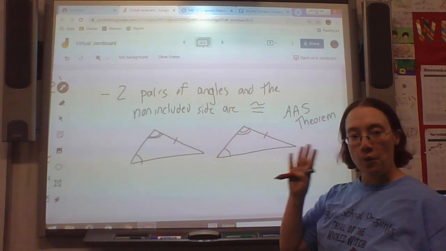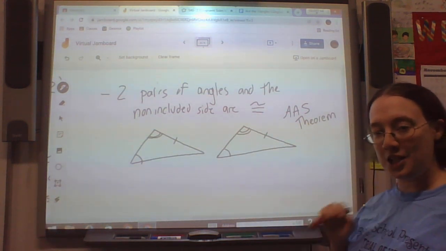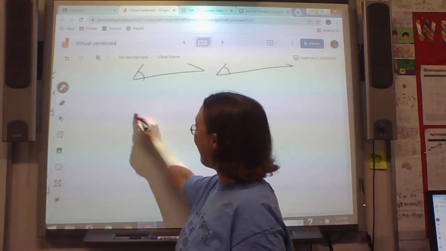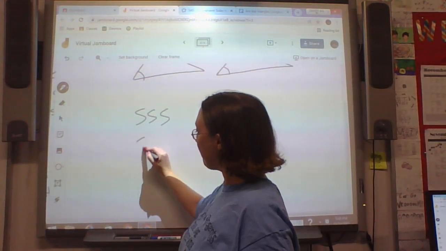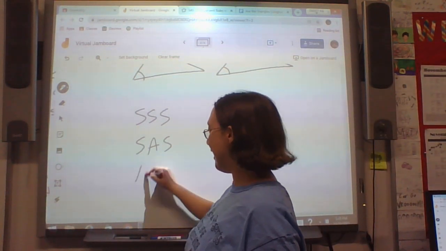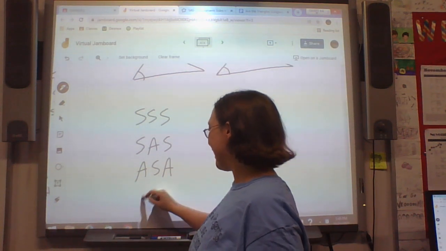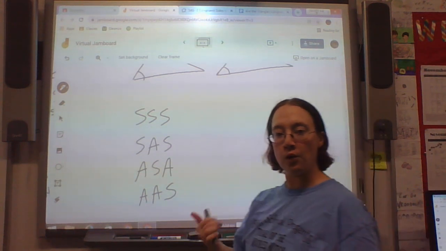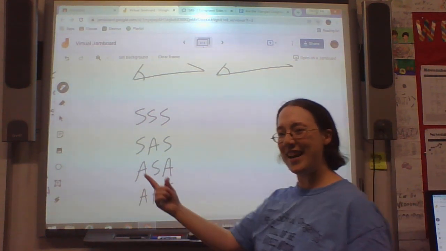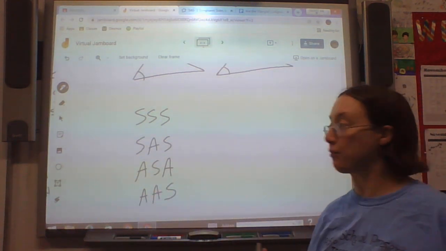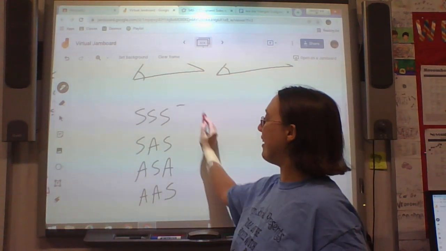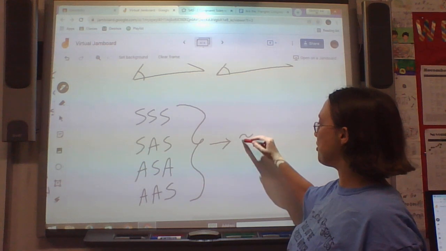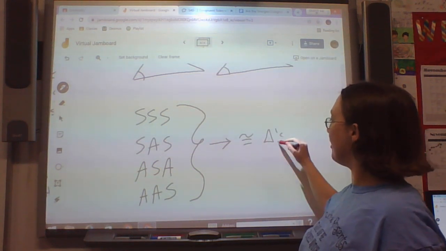So those 4 are the things that right now we can use to say that triangles are congruent. So to sum up, we've got side, angle, and angle, side. So if we know any of those 4, or if we can get to the point where we can say any of those 4, even if it's not something we have right away, then we can say that our triangles are congruent. So these all mean congruent triangles.